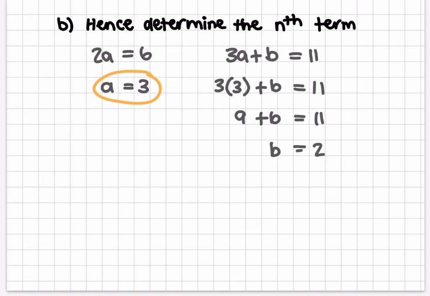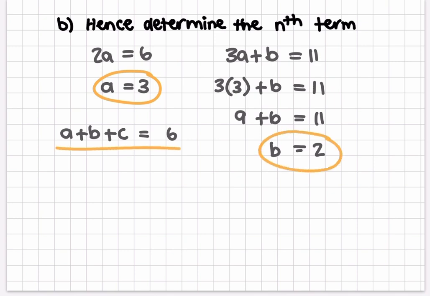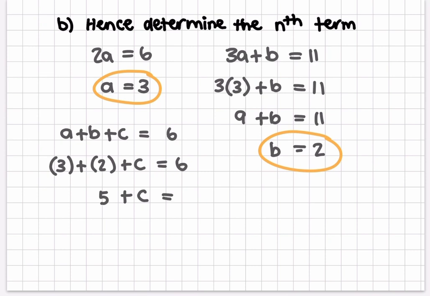Then I'm going to say a plus b plus c is equal to 6. Now I've solved for a and b. I can sub them into this formula. I'm going to say 3 plus 2 plus c is equal to 6. This is equal to 5 plus c is equal to 6. Subtract 5 on both sides. C is equal to 1.